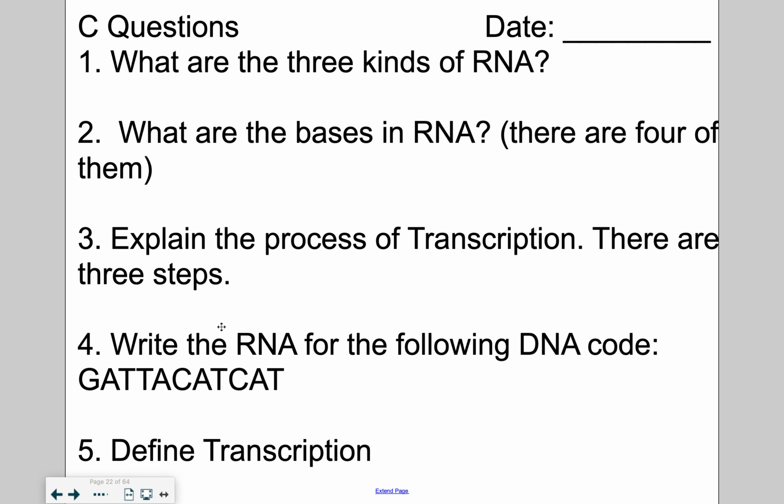So you do have homework questions: the 3 kinds of RNA bases. Okay, there are 4 of them, but remember one of them's different in RNA versus DNA. Describe transcription, basically the 3 steps. Give me the RNA for the following DNA code, and then define transcription. Okay, so that does it.